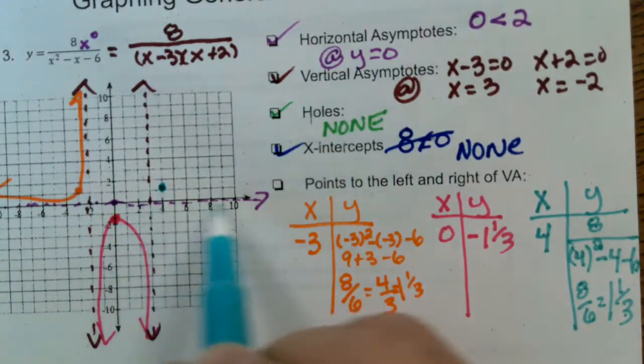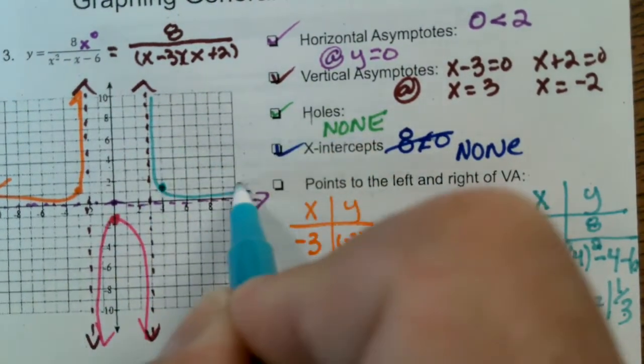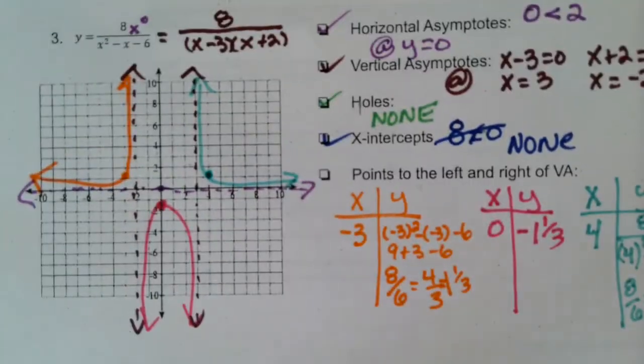And so it can't go below here, and it can't go to the left of here. So it's going to look like this. So this is my graph of my first rational function.